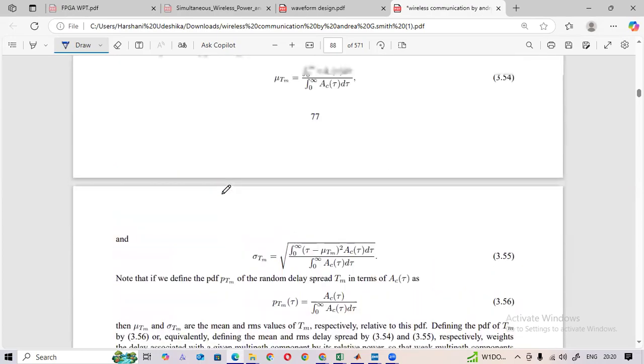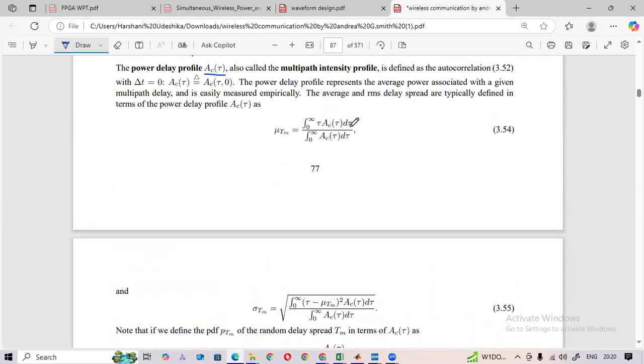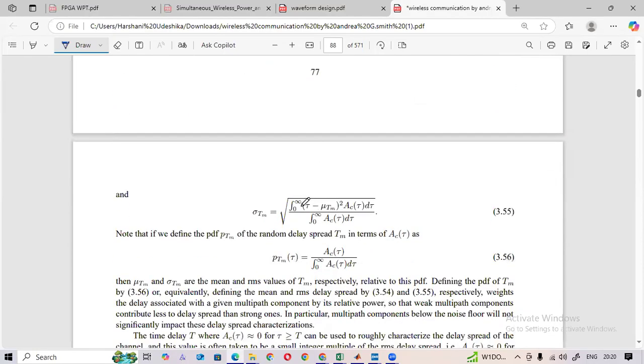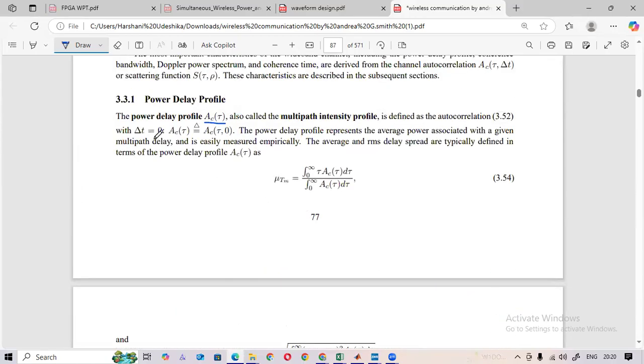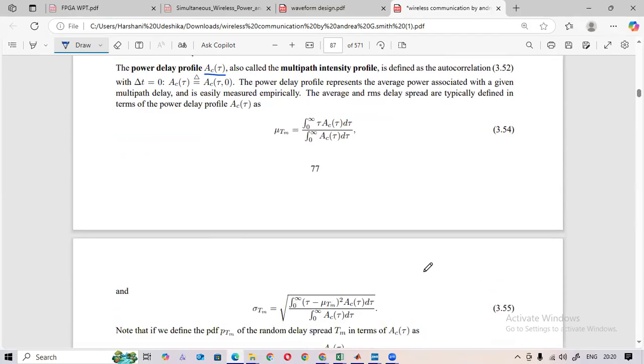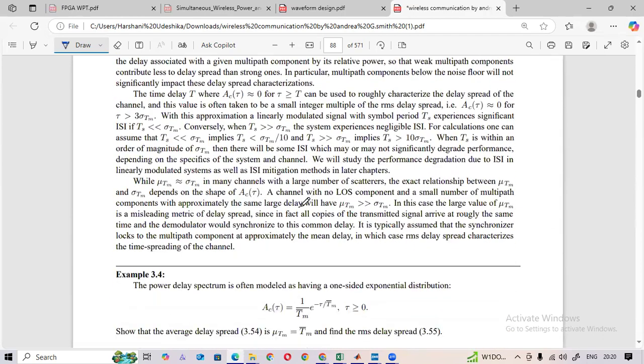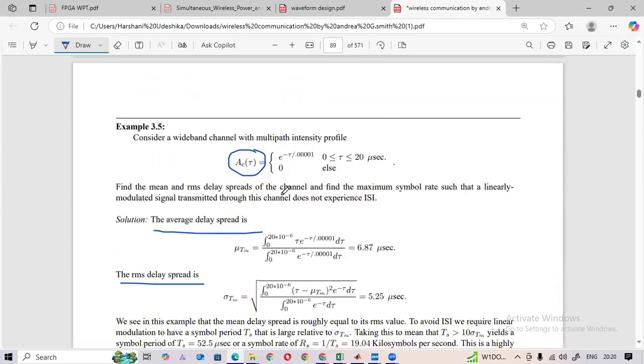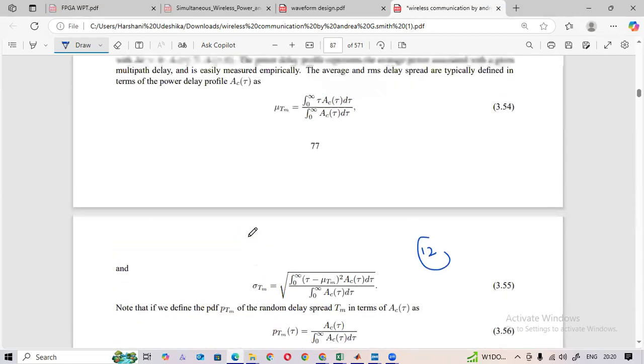So you can use these two equations. So you need to do the integration, okay? So this integration divided by this integration, and you need to take the square root, okay? And one question you will get using this, you will get around maybe 12 marks for this one. I think you can easily get that one, okay? Because we have done one question.